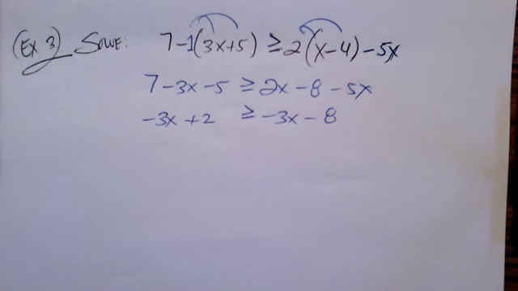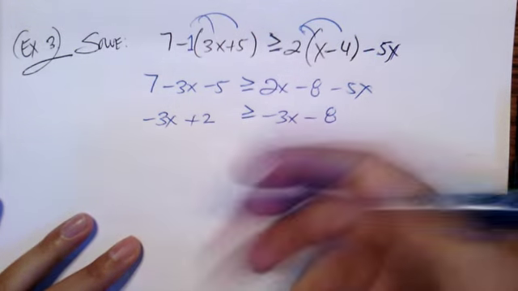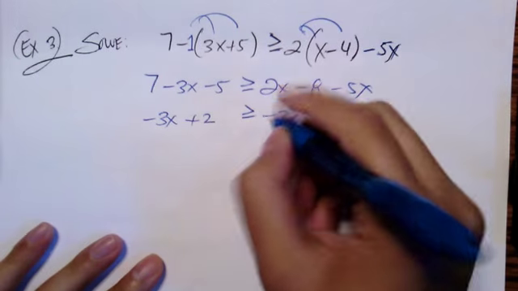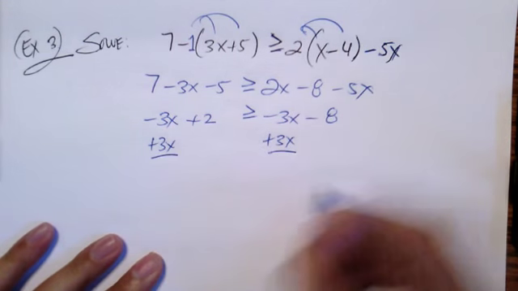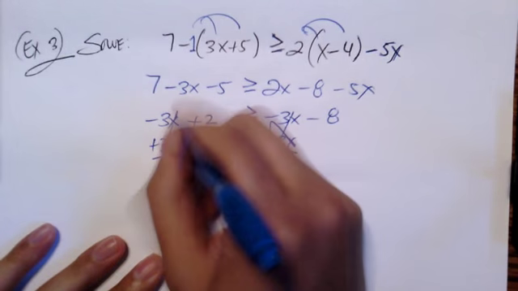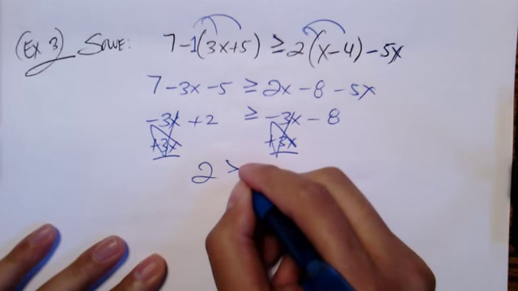We're almost there. Now, I can already tell that something wrong is going to happen right here. Okay? I want to get x's. I usually move them to the left side. So instead of, well, you'd add them on both sides. But in this one, it's going to be plus 3x, plus 3x. Those go away. Those go away. So you have 2 is greater than or equal to negative 8.